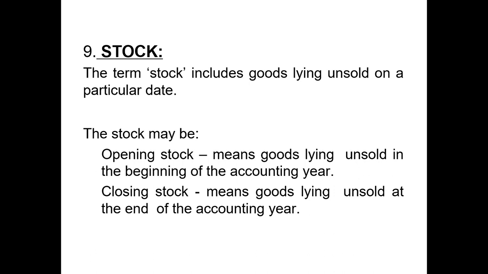And stock can be opening stock, stock can be closing stock, based on the period at the point where it is lying. That means goods lying unsold in the beginning of the accounting year is opening stock. The goods lying unsold at the end of the accounting year are called closing stock.